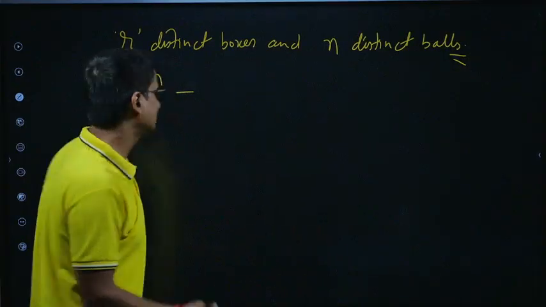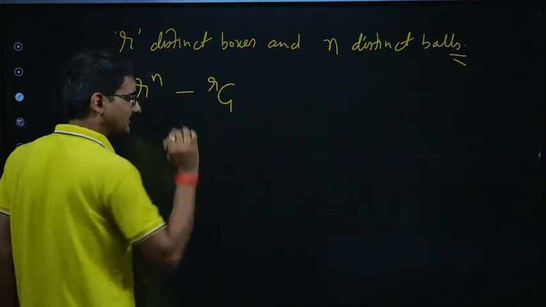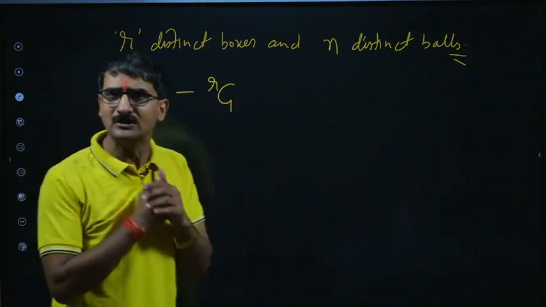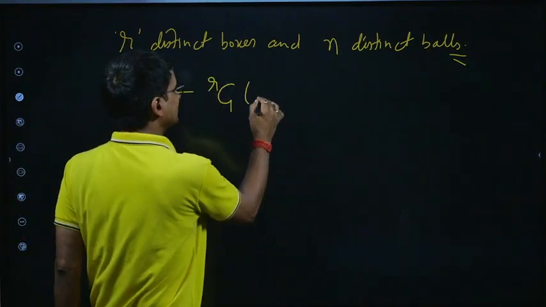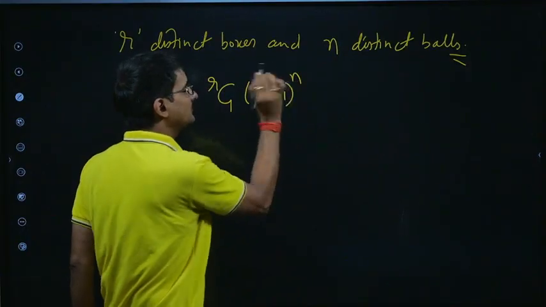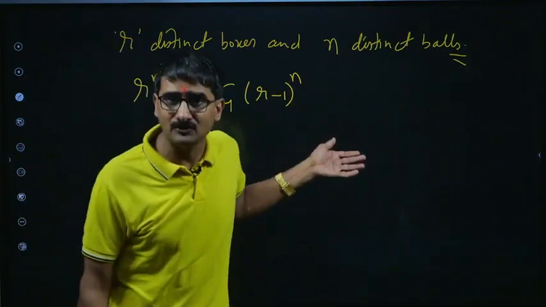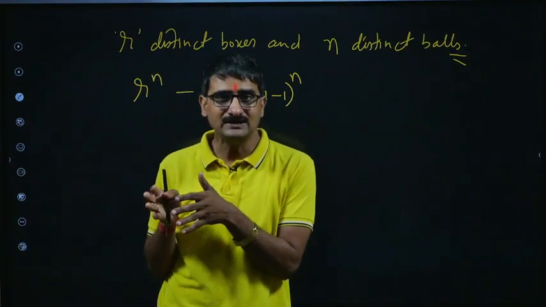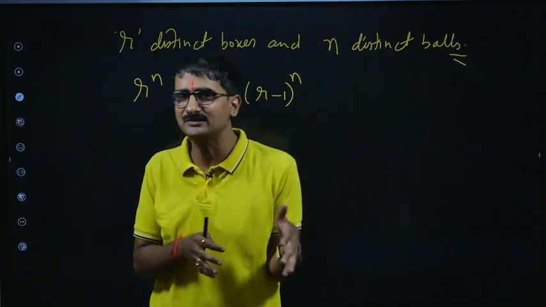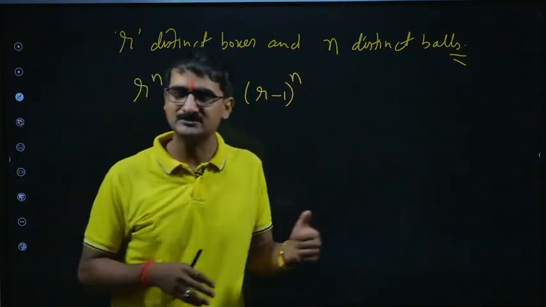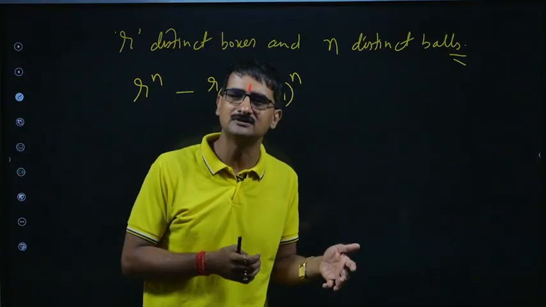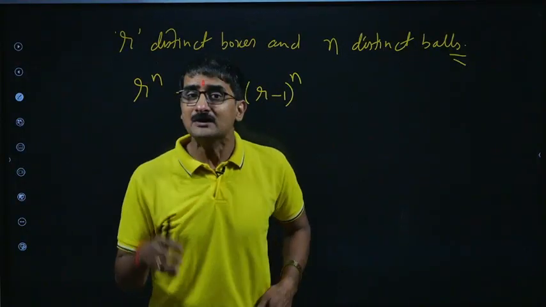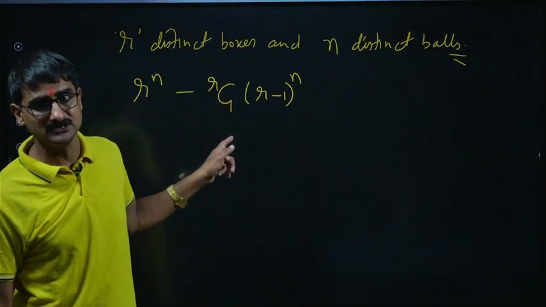Which box? Out of R, select one box, RC1 ways. Now you are left with R minus 1 boxes, and then count all possible ways in which you can put n objects in R minus 1 boxes. Now, when we counted at least one box is empty, that includes at least 2 boxes, at least 3 boxes, or exactly 3 boxes empty, everything. But then there will always be a repetition.